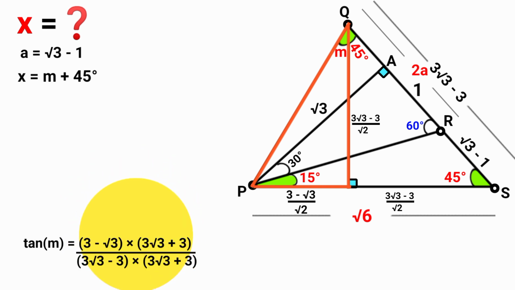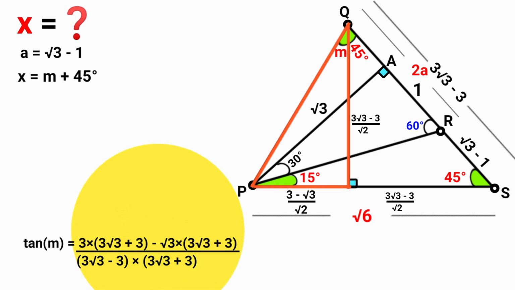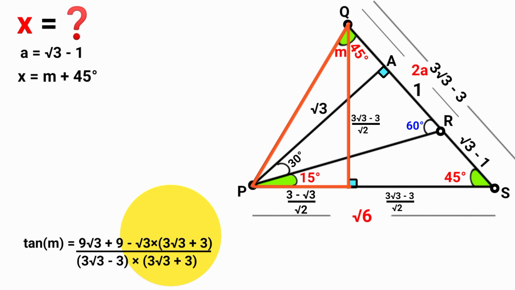3 minus root 3 times 3 root 3 plus 3 is 3 times 3 root 3 plus 3 minus root 3 times 3 root 3 plus 3. 3 times 3 root 3 plus 3 is 9 root 3 plus 9. And minus root 3 times 3 root 3 plus 3 is minus 9 minus 3 root 3. Plus 9 minus 9 is 0. 9 root 3 minus 3 root 3 is 6 root 3.